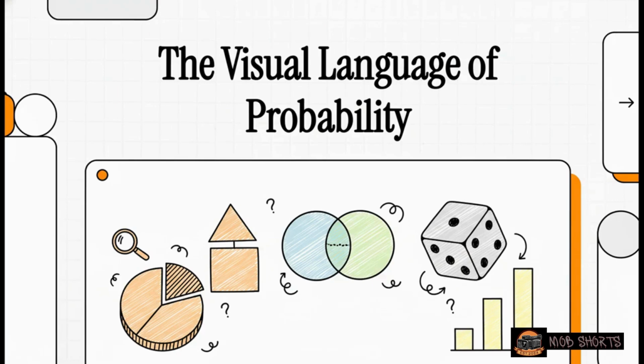Probability can feel super abstract, right? All those confusing formulas and weird jargon. But what if I told you the real key to understanding it isn't more math? It's pictures? Today, we're diving into the visual language of probability.